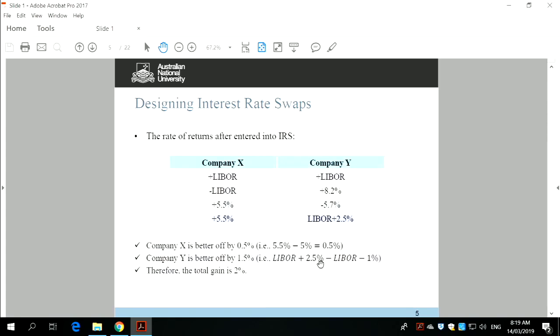Okay, so this table here details the logic which I just illustrated. So company X, if you work that table through, you realize company X is better off 50 basis points, and company Y is better off by 1.5%. Yes, so if I talk too fast, you can work through this table by yourself, and you will realize we achieve our target. Any questions before we move on?